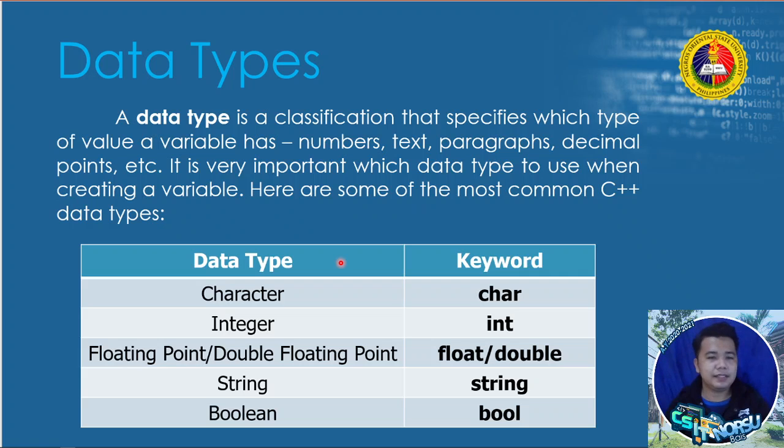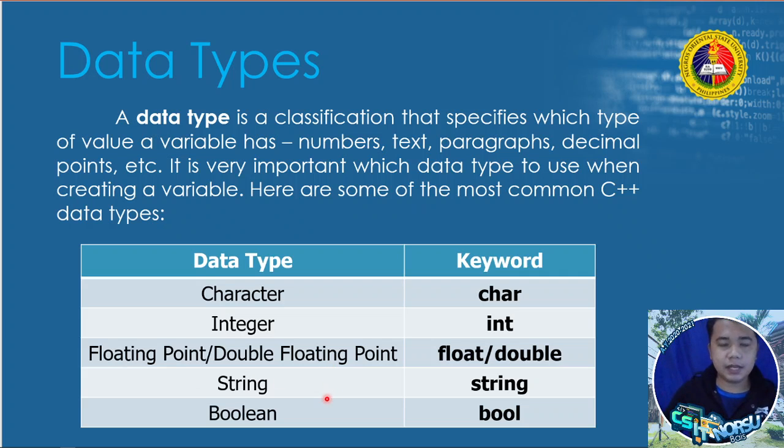Let's start with the data type. A data type is a classification that specifies which type of value a variable has. It may be number, text, paragraph, decimal points, etc. It is very important which data type to use when creating a variable. There are many data types that we can use for C++ programming. Each data type differs in how it is used, its structure, the value size, and so on. However, in basic programming, these are the most commonly used data types, the ones we will most likely use. Therefore, these are the ones that we are going to learn: character, integer, floating point, or double floating point, string, and boolean.